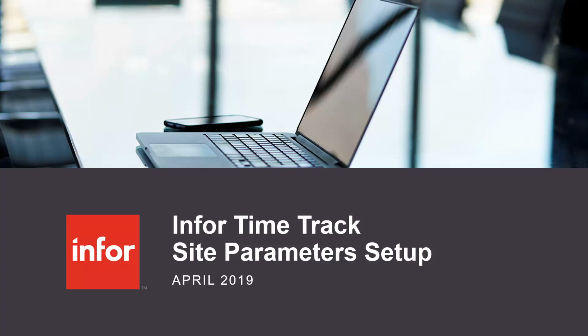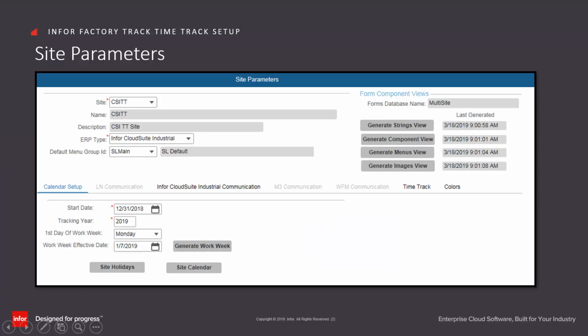Infor Track Site Parameters Setup. The Site Parameters form consists of a number of tabs, notably the Calendar Setup, used to define the year and first day of the work week, the ERP Communication Data, one for CSI, one for M3, one for LN, the Time Track tab, which defines site level parameters for Time Track, and the Colors tab, which defines visual cues for holiday report dates on the site calendar.